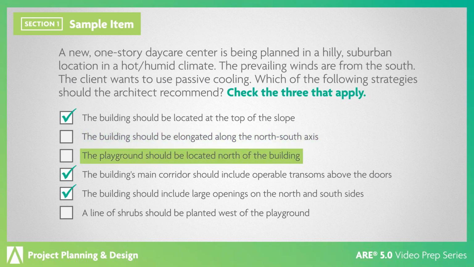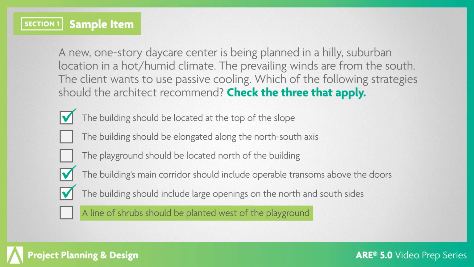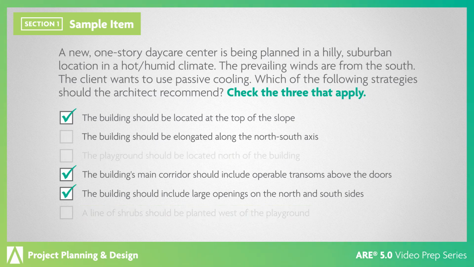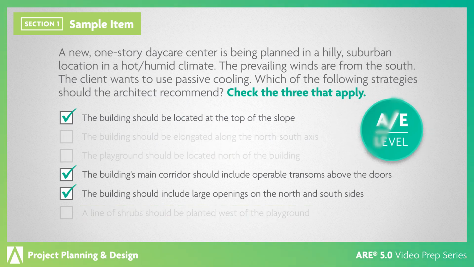Placing the playground north of the building would provide limited shading but would block cooling breezes from reaching the playground. Planting shrubs west of the playground may provide visual interest but would not be effective in blocking the hot afternoon sun. This is an AE level item requiring analysis of existing site conditions and passive cooling strategies to determine what's most appropriate for the given situation.